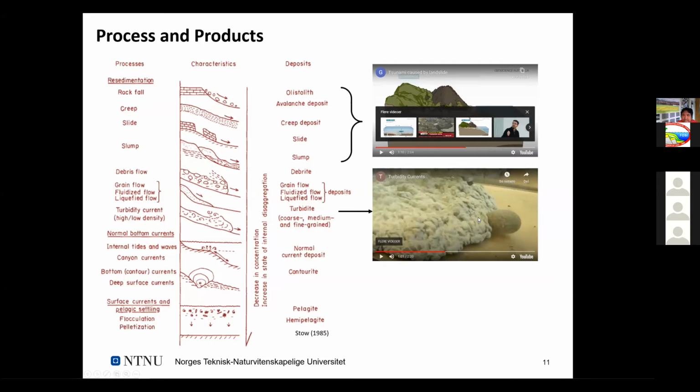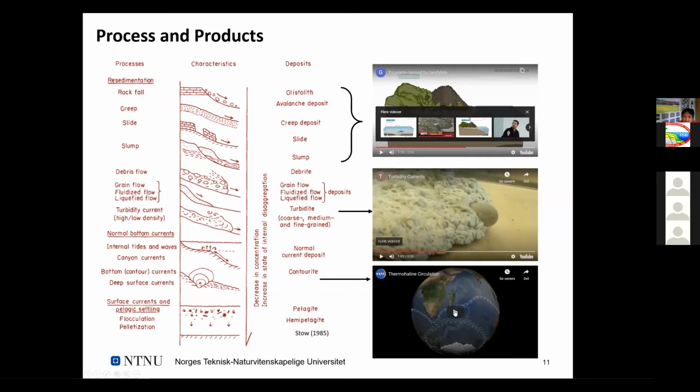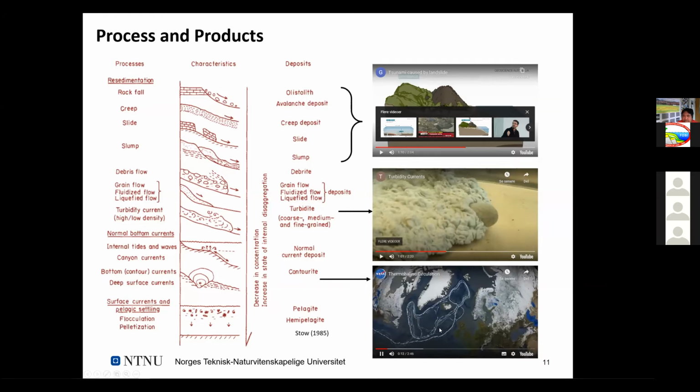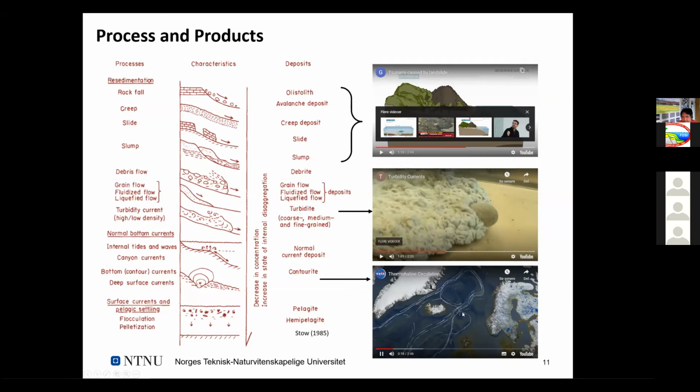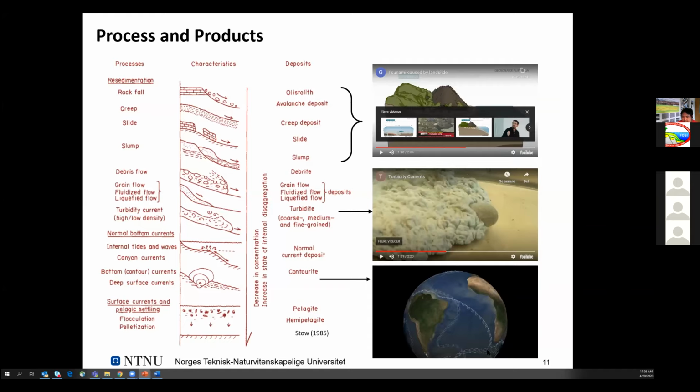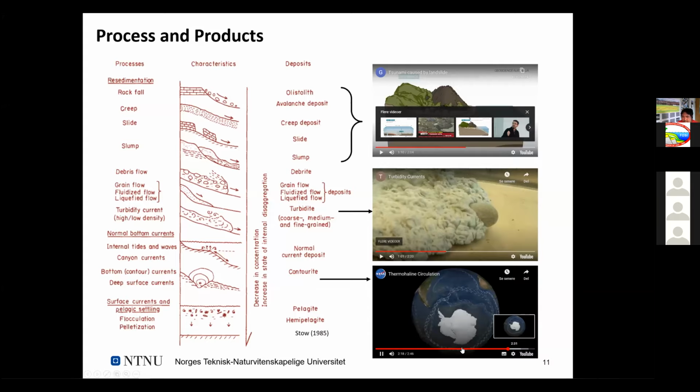And next is contourite, or bottom current, or sediment waves. In the deep ocean, we also have thermohaline circulation. If you look at this arrow, that's the thermohaline circulation that also brings sediments transported and then deposited around this circulation. So it's everywhere in the world. So let's move to, this is the South Atlantic. I think we have Antarctica. Yeah, so it's everywhere in the world. This contourite is mainly because of this thermohaline circulation.